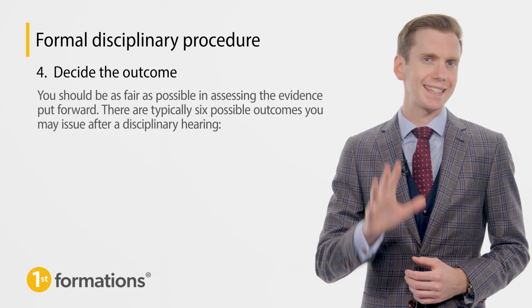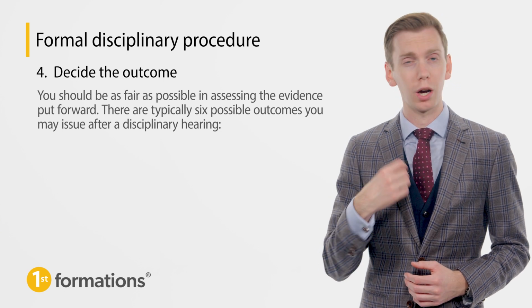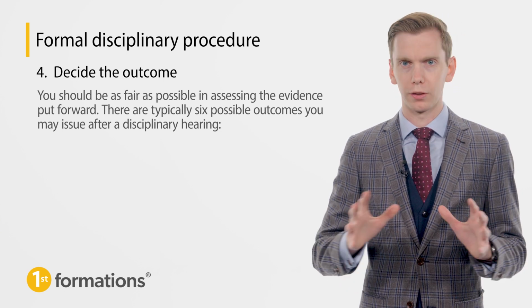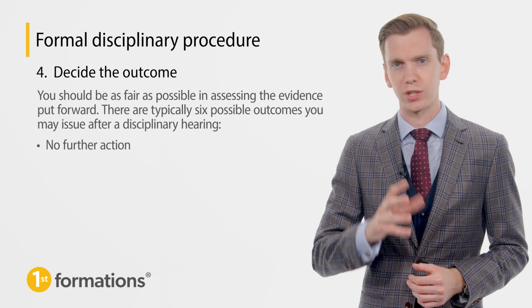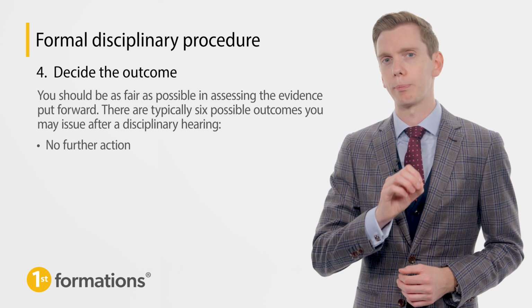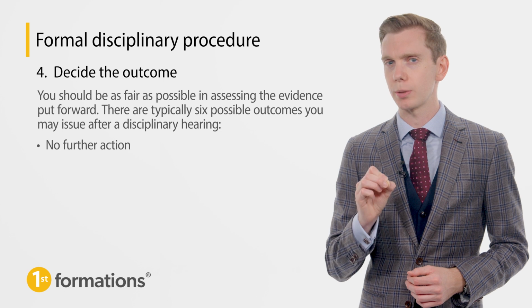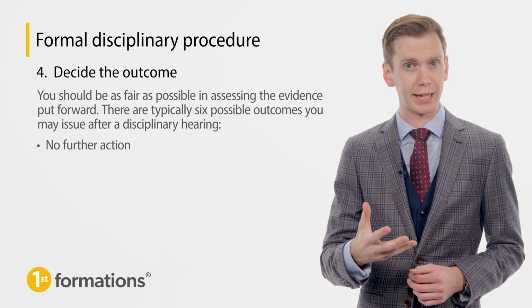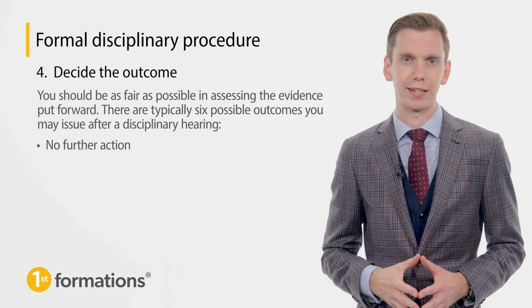There are typically 6 outcomes you may issue after a disciplinary hearing. The first one is no further action. This is where you have deemed no penalty should be applied. Remember, with such an outcome, the disciplinary cannot be mentioned formally against the employee at a later date.